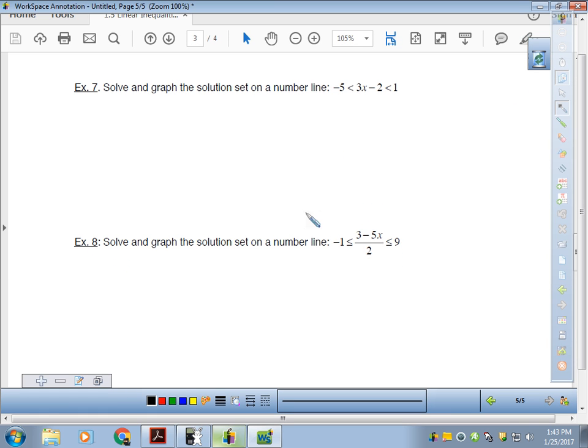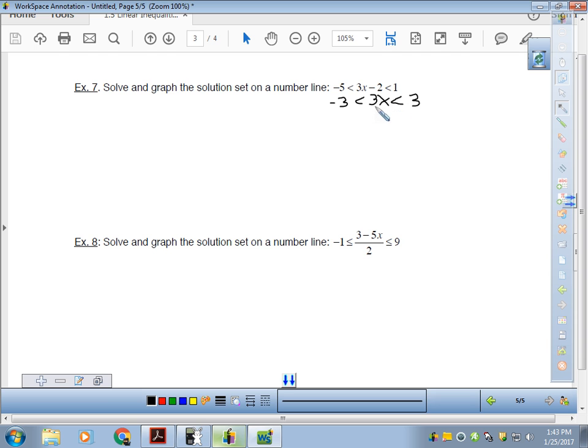Example 7 asks us to solve and graph a solution set on a number line. Negative 5 less than 3x minus 2 less than 1. This is our first real compound inequality, but they kind of work the same way. It's just whatever you do to the middle, you have to do to the left side and the right side. So here, I want to get rid of this minus 2, so I need to add 2. If I add 2 to the middle, I have to add 2 on the left and add 2 on the right. So negative 5 plus 2 gives me negative 3, less than 3x, and then 1 plus 2 gives me 3.